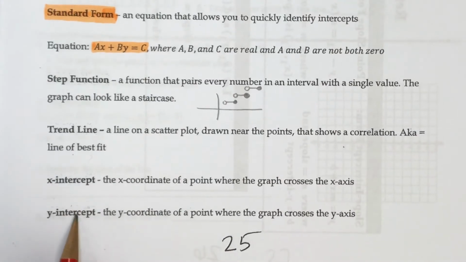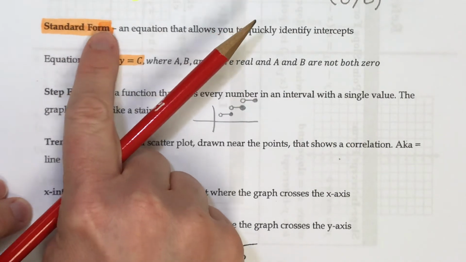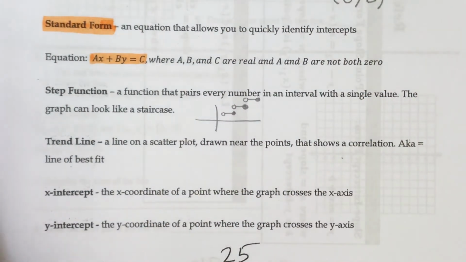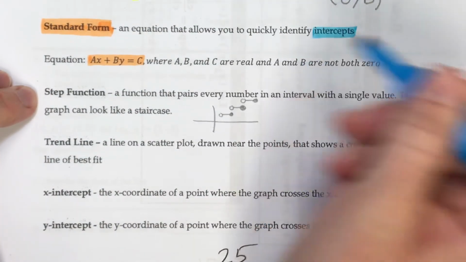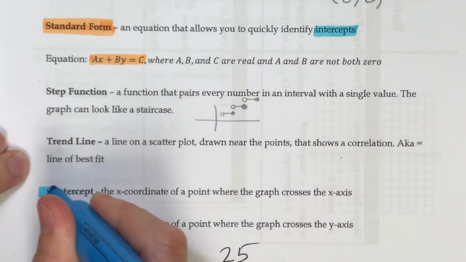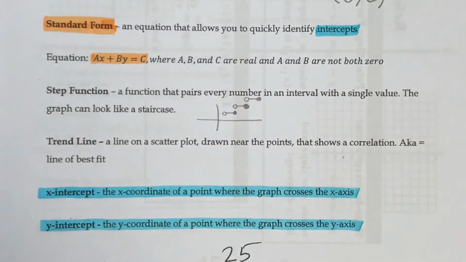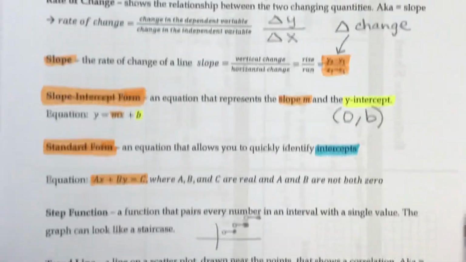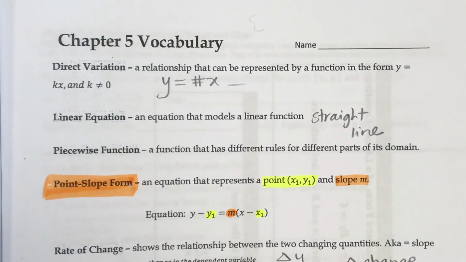And then x-intercepts and y-intercepts, maybe I should have touched on that when I talked about standard form, because that's what standard form is used for, to quickly identify your intercepts. So here, the x-intercept would be your point on the x-axis, and the y-intercept would be your point on the y-axis. And standard form is useful for finding that very quickly. This is all the vocab that I will be using for Chapter 5, and I hope this is starting to make sense.